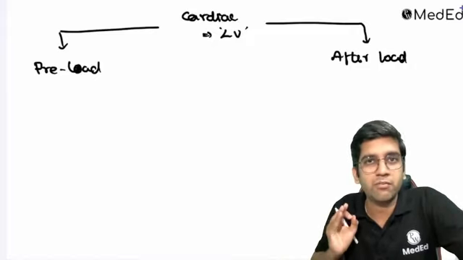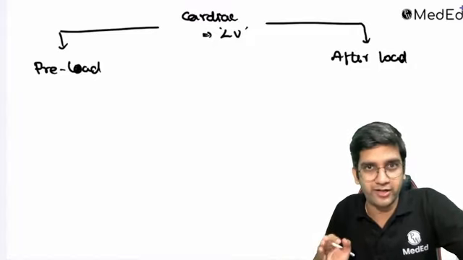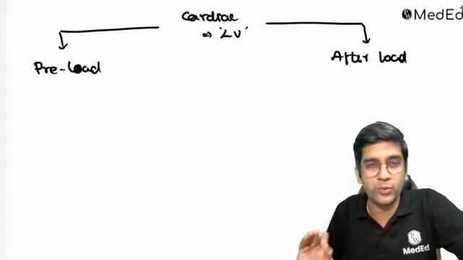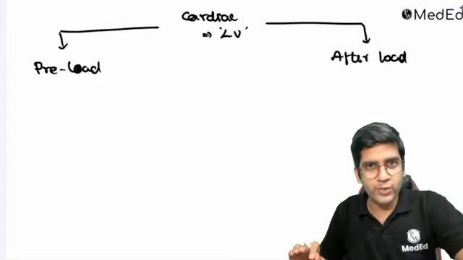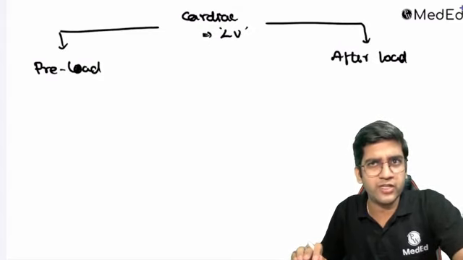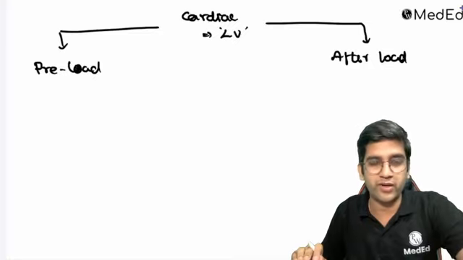What determines preload of a right ventricle? I'm not asking about the left ventricle. Tell me what determines the preload of a right ventricle. For the right ventricle, the preload is venous return, right? Am I right in calling that venous return? Yes. My venous return is the preload for the right ventricle.